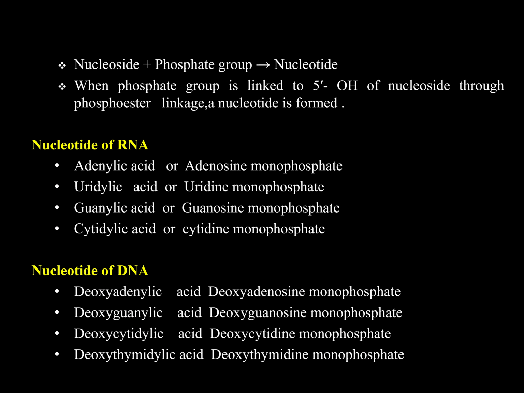Now we understand nucleotide formation more clearly. When a phosphate group is linked to the 5'-OH of a nucleoside through a phosphoester linkage, a nucleotide is formed. RNA nucleotides include adenylic acid, guanylic acid, cytidylic acid, and uridylic acid.